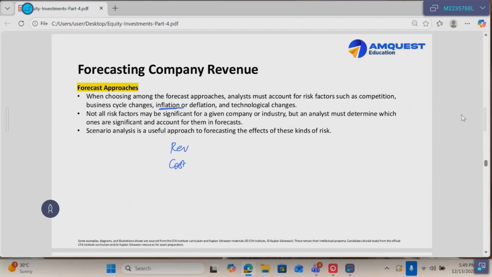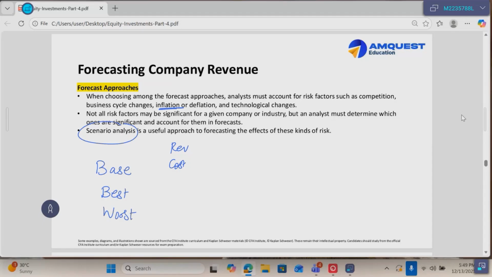Not all risk factors may be significant for a given company or industry, but an analyst must determine which ones are significant and which are helpful in the forecast. Scenario analysis is a useful approach to forecast the effects of these kinds of risks. Whenever we are preparing a financial model, we usually take a base case scenario, a best case scenario, and a worst case scenario. So this is scenario analysis.